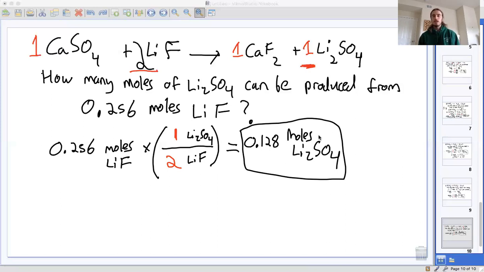So let's ask ourselves, does it make sense? Well, 0.128 is half of 0.256. So we're making half as much lithium sulfate as we started off lithium fluoride with, right? Well, that's what my equation says. 2 of these makes 1 of these. So this number should always be half of this number, right? This has to be half of 0.256. Makes sense. All right.